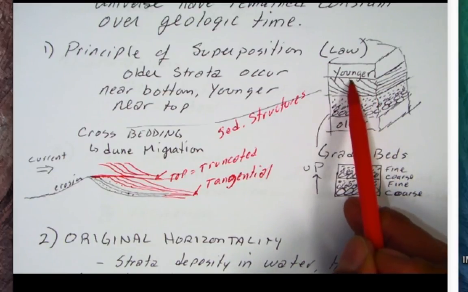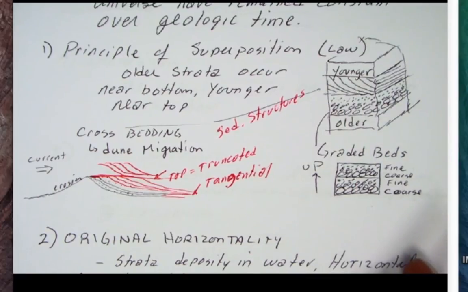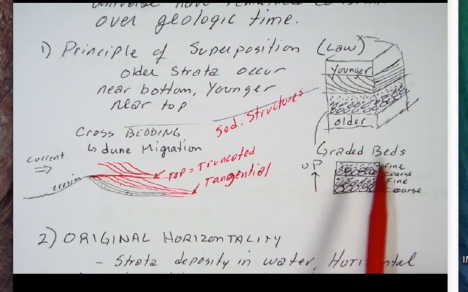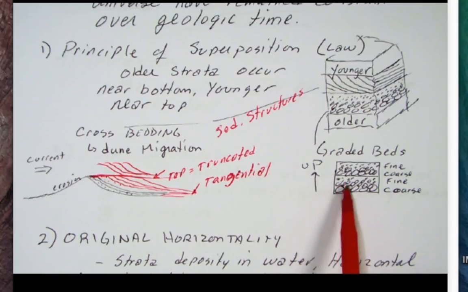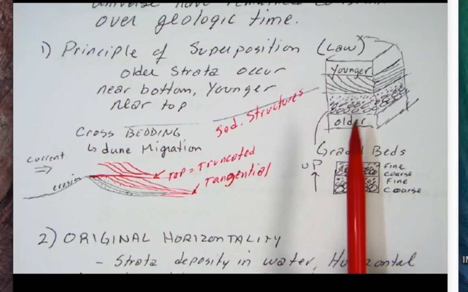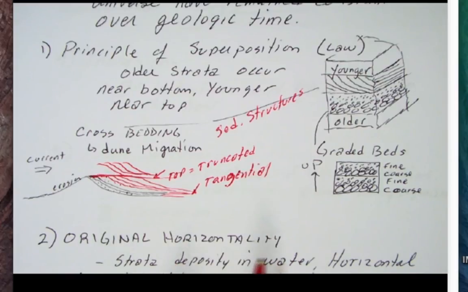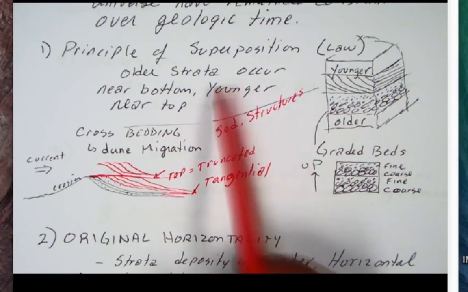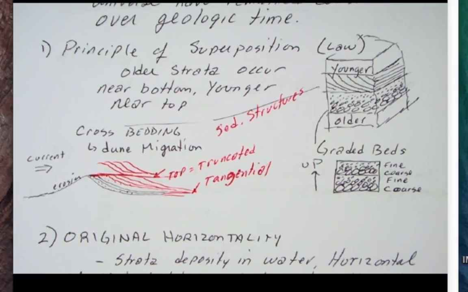Tops are cut off. Now, another important structure that I talk about are these graded beds, and I've mentioned these with the turbidites, right? Whenever there's a high to low energy environment, the coarser particles will always settle down first, finer ones on the top. So here in my sequence, I see coarser particles in the bottom, finer on the top. So those are two structures we can use to tell us information as to whether this unit has been overturned or not. So anyhow, that's the principle of superposition.